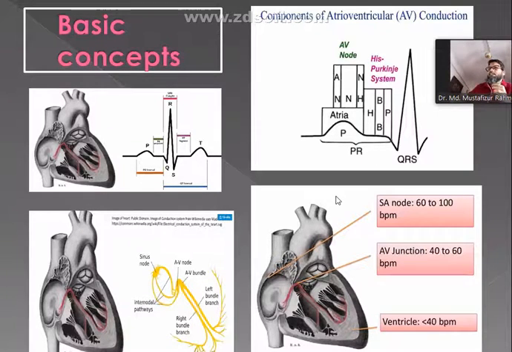It is also known to you that the SA node has the capacity to originate the impulse at the rate of 60 to 100 beats per minute, the AV junction at the rate of 40 to 60, and the ventricle originates it at the rate of 40 beats per minute. In this way, we can calculate the rate, and we can determine from where the impulse is originated.